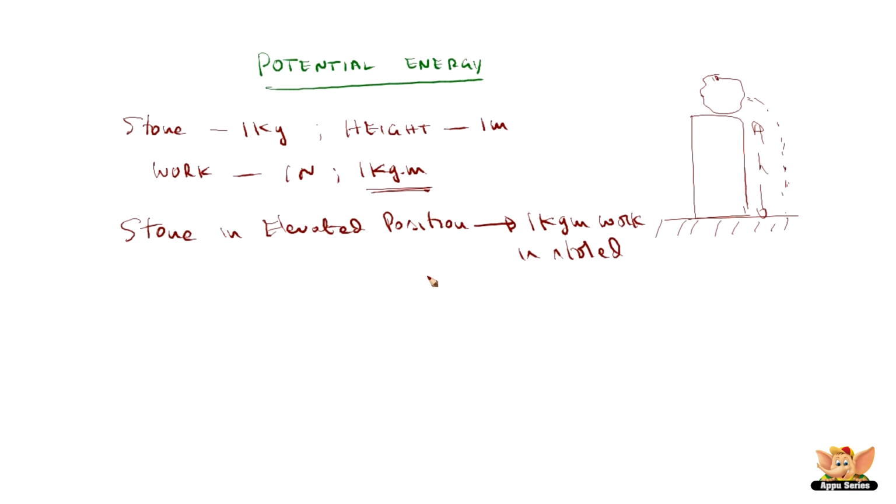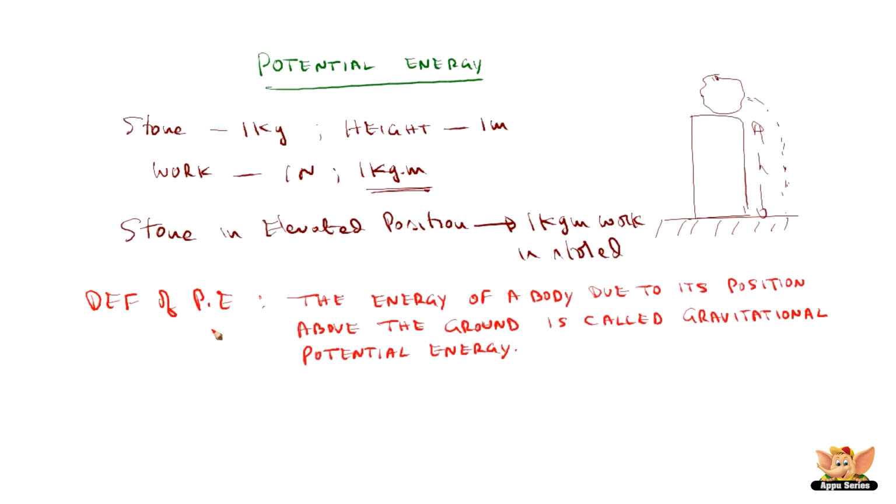So basically, the energy of your body will now define the potential energy. The definition of potential energy in this case is: the energy of a body due to its position above the ground is called gravitational potential energy, because the energy is possessed by the body because of the gravitational force.